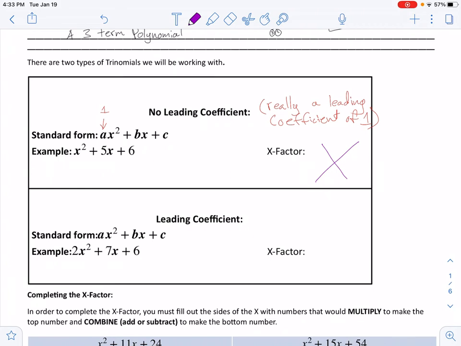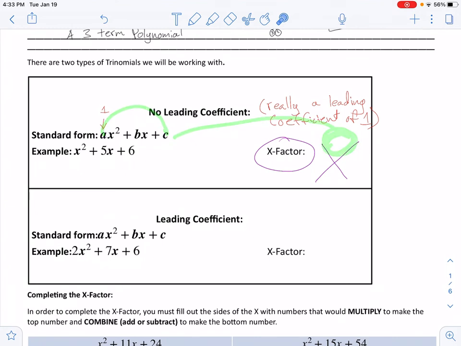So hang with me. I think of these as number puzzles. Factoring is one of my favorite things to teach because they're like number puzzles. But it takes a little bit to learn the rules. So in our X factor, we are always going to do our first term times our last term. So A times C, and that value gets written on the top here.